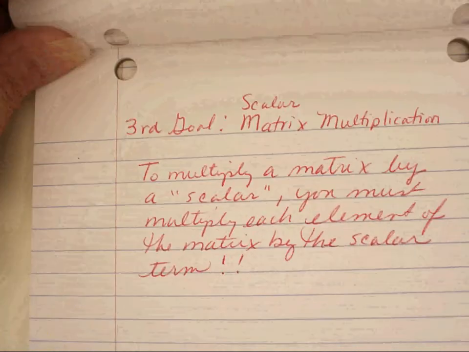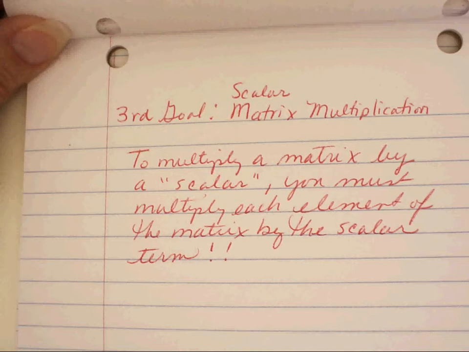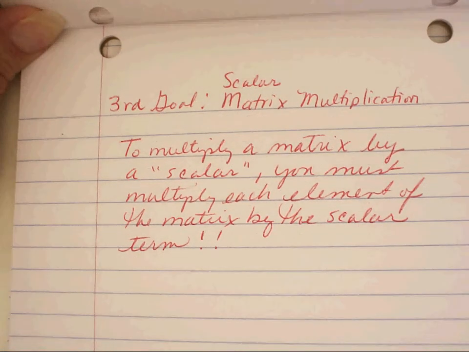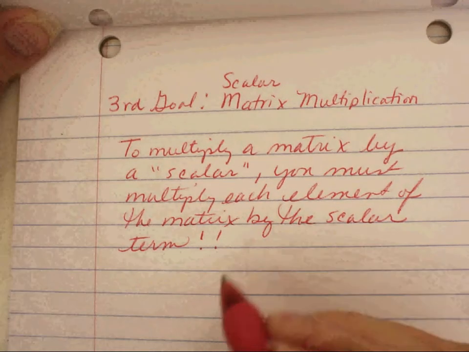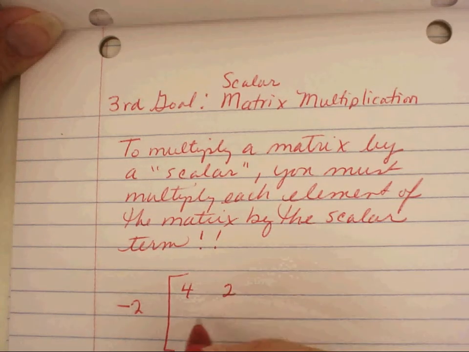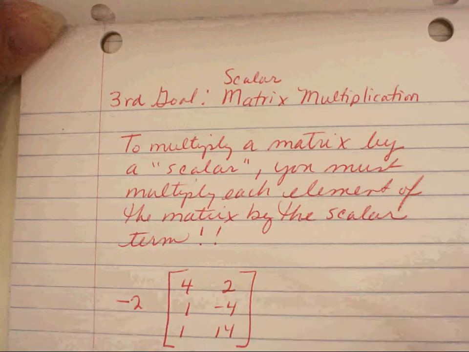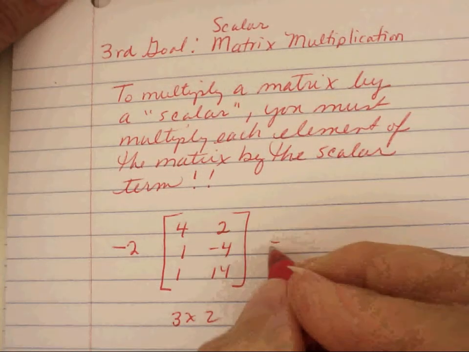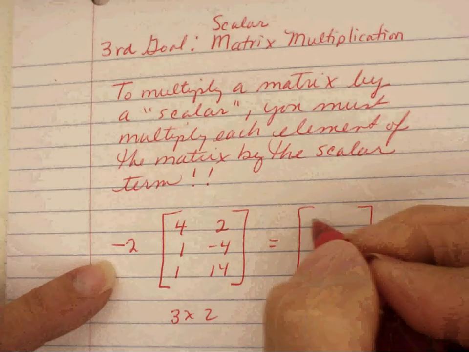Our third goal today will be matrix multiplication only by scalars. Scalars are numbers or variables that you can multiply by a matrix, and it must be multiplied by each element of the matrix. For example, if I decide that I want to multiply -2 by this matrix, which is a 3 by 2, 3 rows by 2 columns, then I would multiply -2 by each element in the matrix, similar to the distributive property.